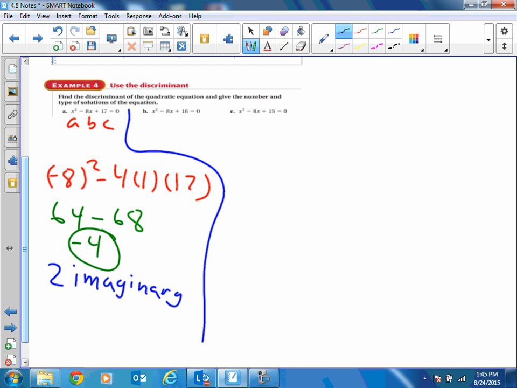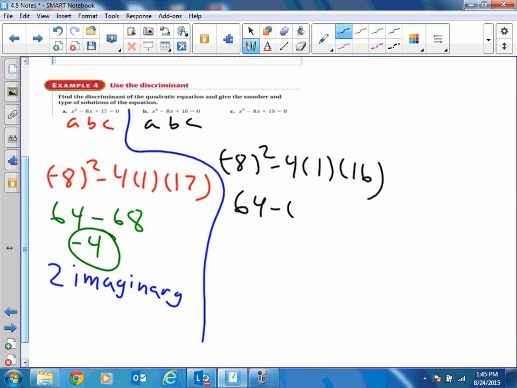Let's go to the next one. You got x squared minus 8x plus 16. So that's your a, b, c. So we do b squared, negative 8 squared. Make sure you always put parentheses around the negative. Minus 4 times 1 times 16. So we have 64 minus 64, which is equal to 0. So if you end up with 0, then you have 1 real solution.